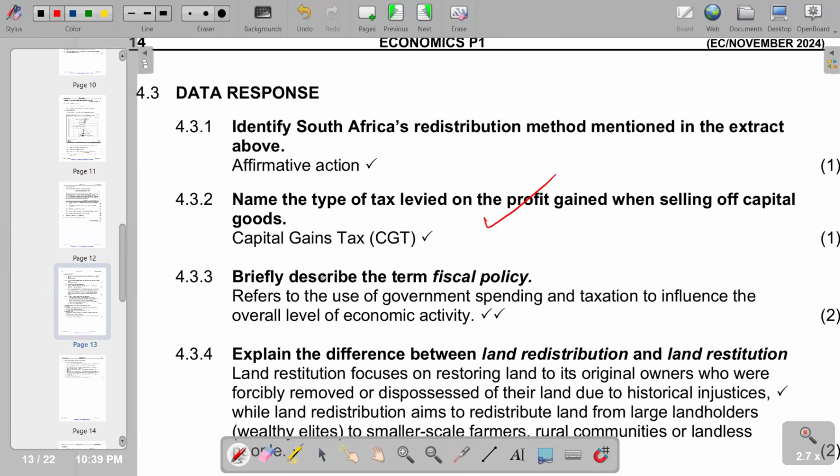The next question: briefly describe the term fiscal policy. We know that fiscal policy is a policy that is set by the government, that is clear, and it uses two main instruments.